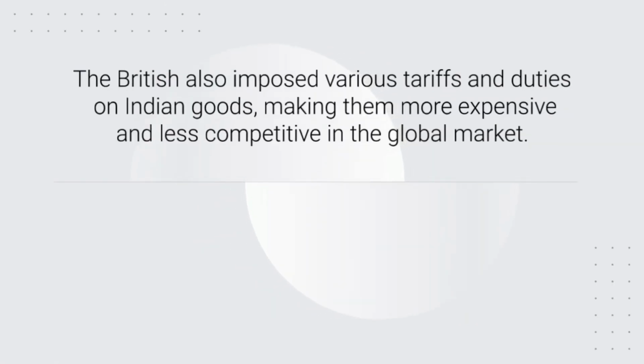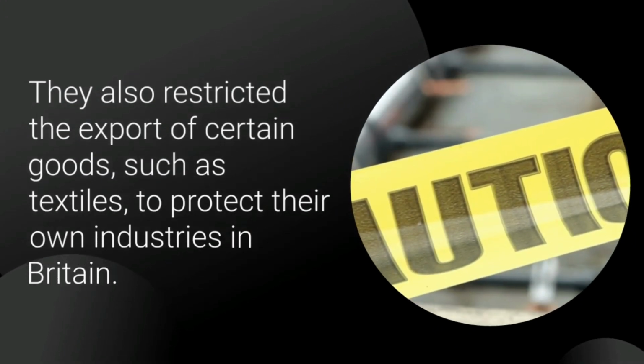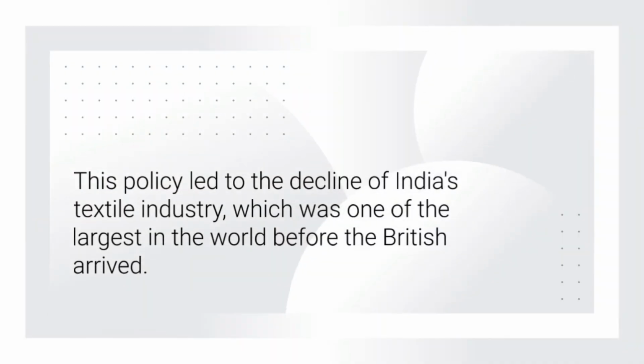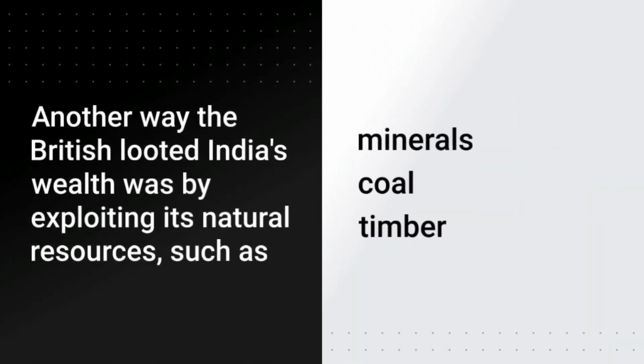The British also imposed various tariffs and duties on Indian goods, making them more expensive and less competitive in the global market. They also restricted the export of certain goods, such as textiles, to protect their own industries in Britain. This policy led to the decline of India's textile industry, which was one of the largest in the world before the British arrived.